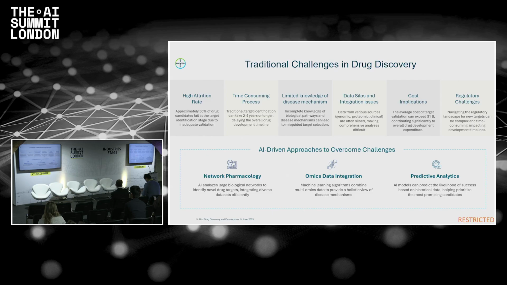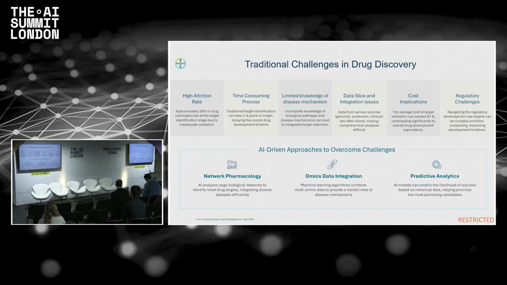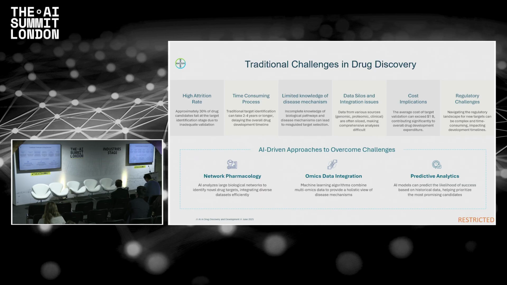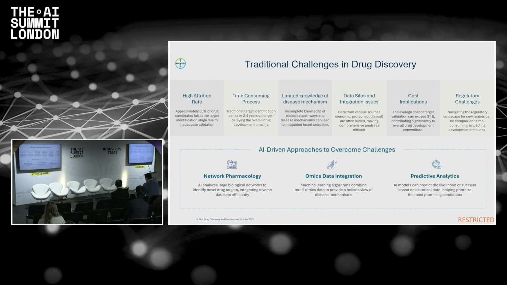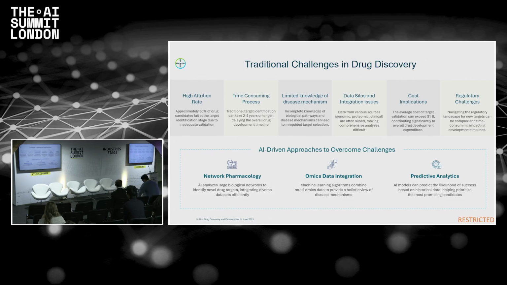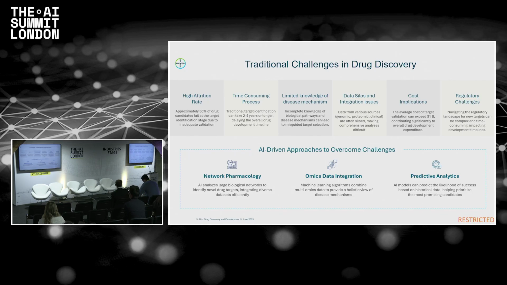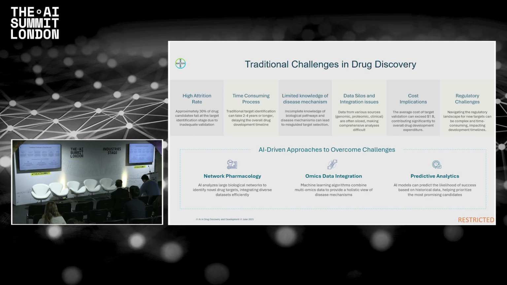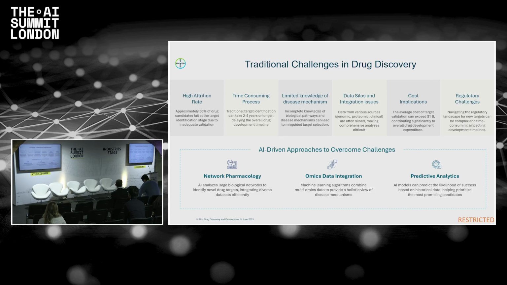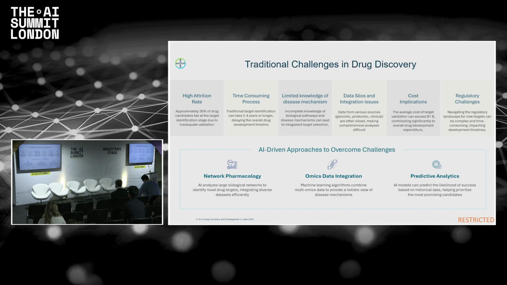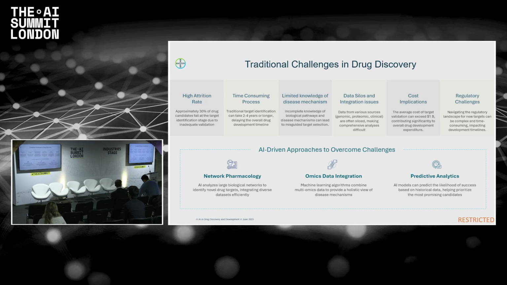Now, how is AI supporting us in solving some of these problems? Network pharmacology. It analyzes large amounts of biological networks to identify novel targets, integrating large amounts of data sets. It has been easier than before with AI. Omics data integration. I think omics data is one of the data sets or areas where we have been seeing a lot of impact through AI.